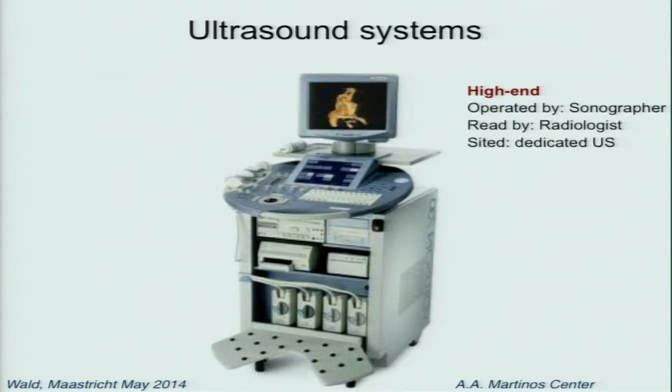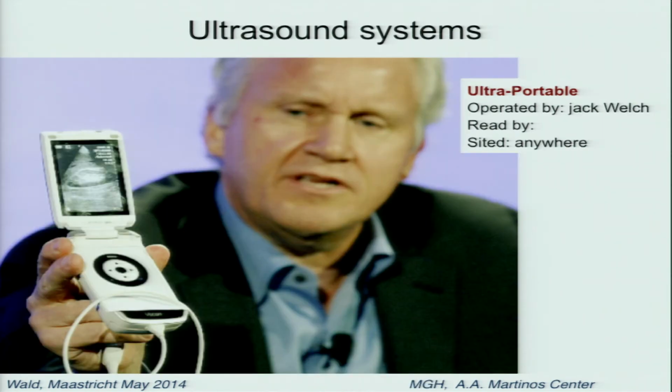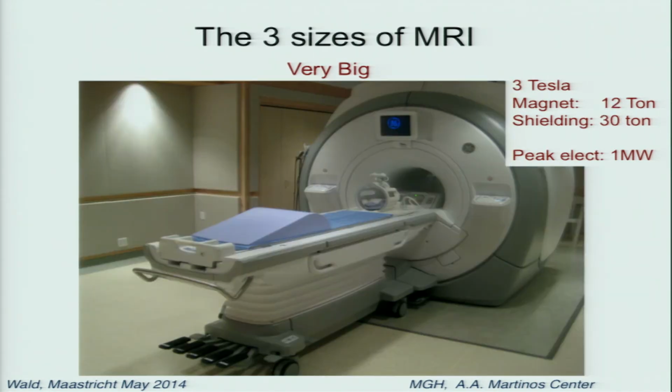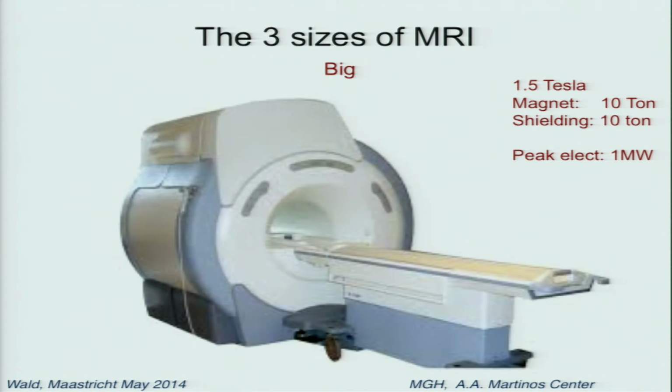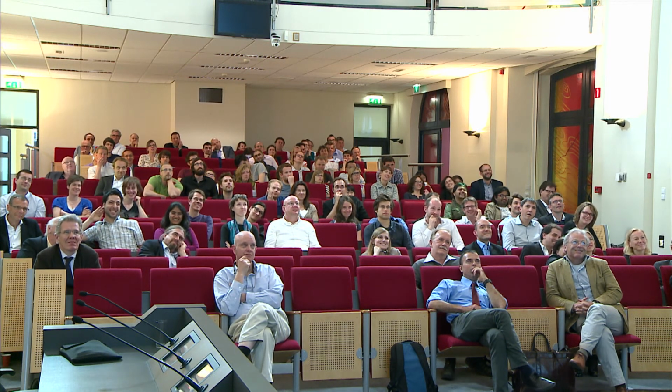It's also motivated by ultrasound. In ultrasound, you have expensive, full, high-end units, you have portable units, and you have really portable units that even Jack Welch can use. And the market seems to have no problem with this. In MR, we have 3 sizes: really big, very big, and big. And so why don't we have something smaller?